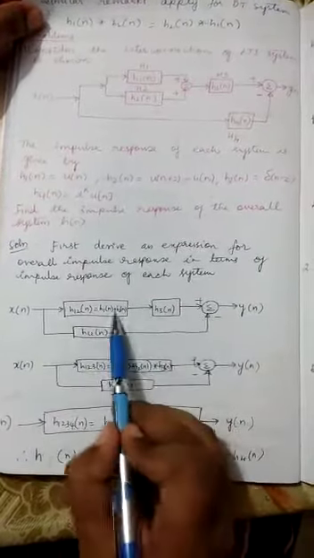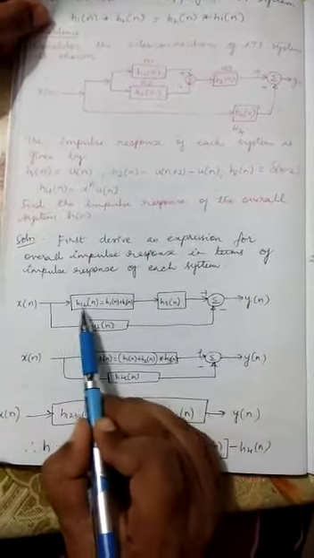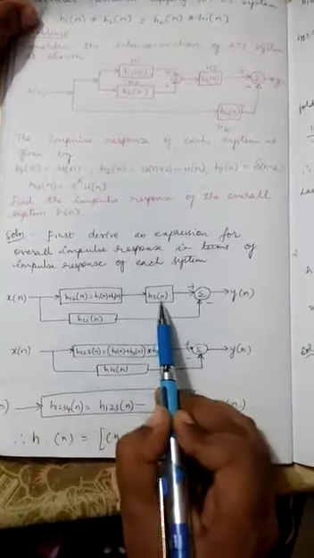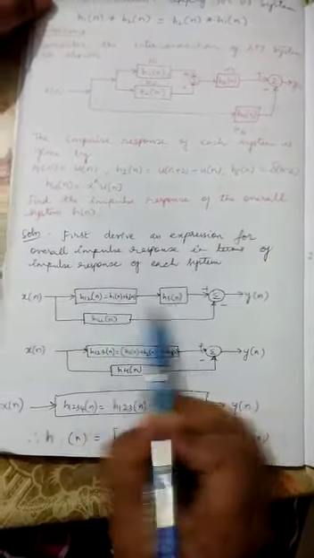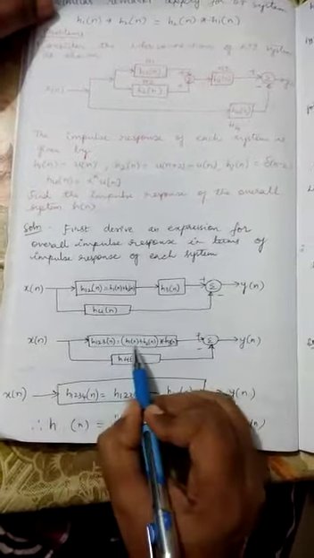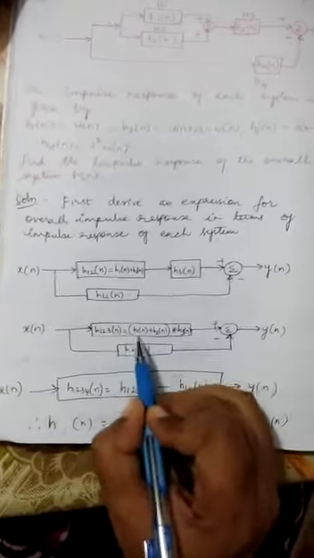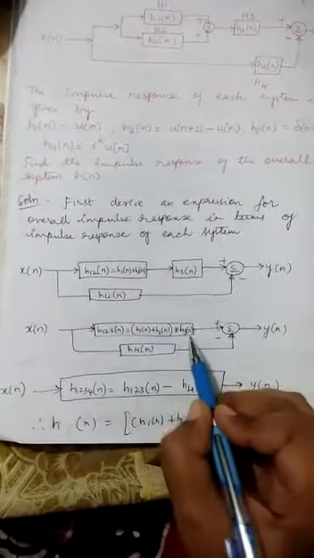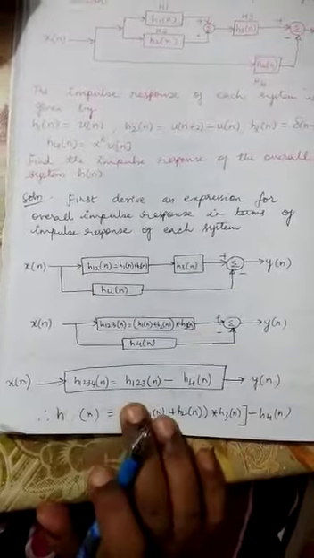Now you can simplify these two. This h12 of n is in series with h3 of n. So the total impulse response of this branch is h123 of n equals h1 of n plus h2 of n, and this whole thing is convolved with h3 of n. Like this I will get a reduced diagram.